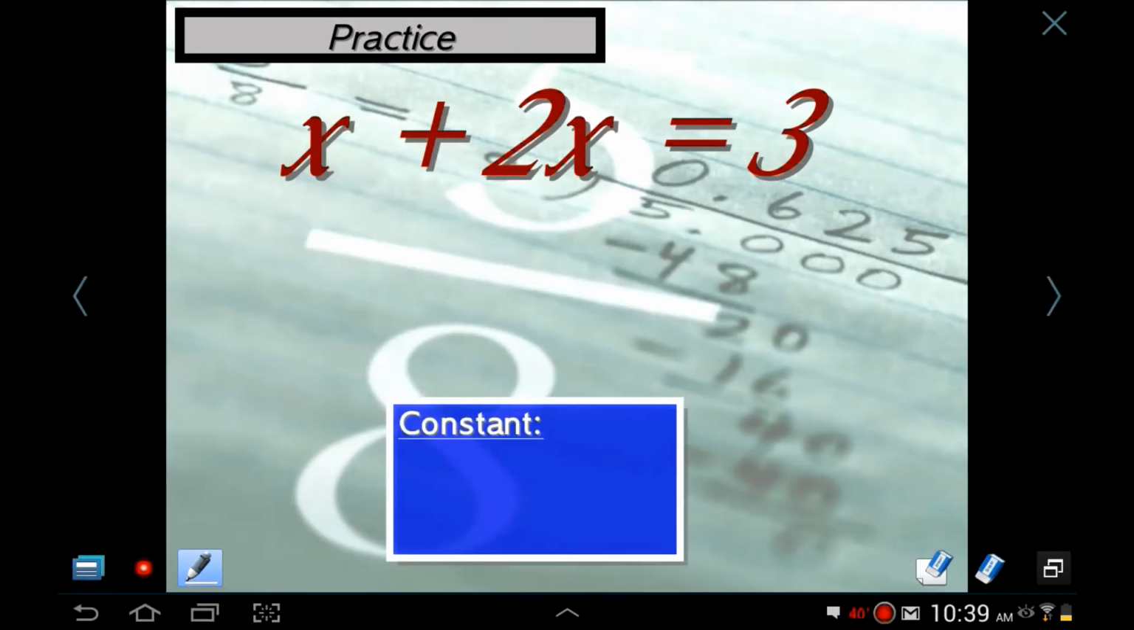The constants, there's only one constant in this problem. It's the number 3. It's up there. And that's it. That's a constant because it does not have a letter attached to it. It's just a lone solitary number. That's it. 3. Or if you have a number like 5 or negative 2, those are constants.